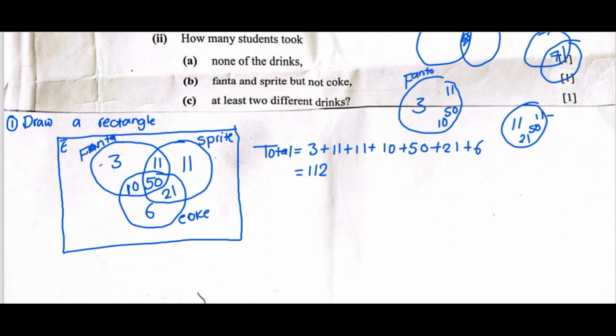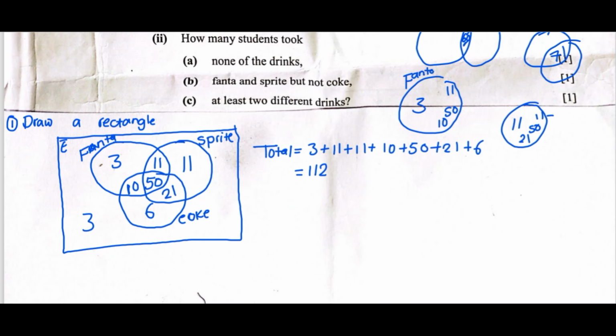So this means that the remainder three must be indicated. You need to indicate this on the outside of these three sets. So this means that there were three students that did not take any of the three types of drinks. So we are done with that.